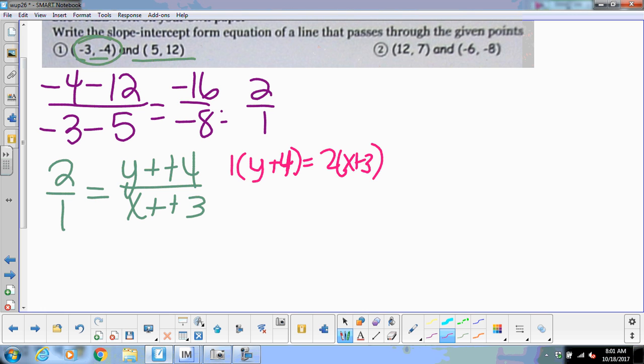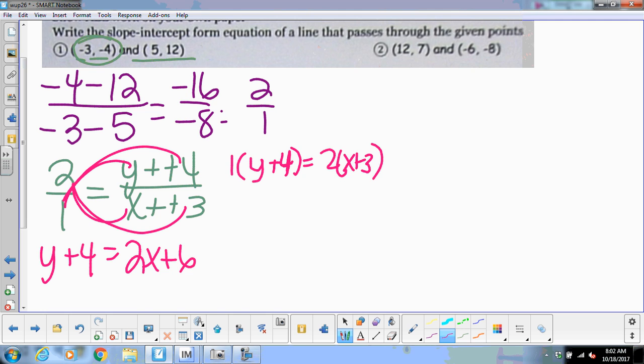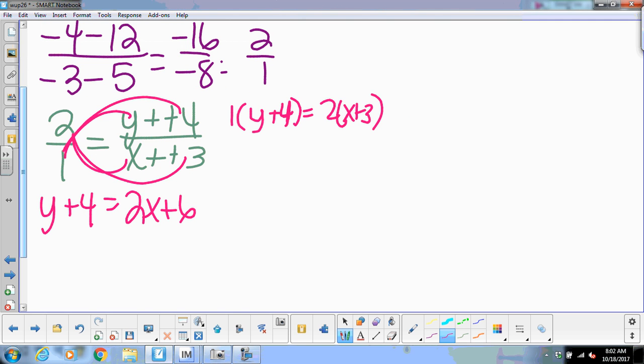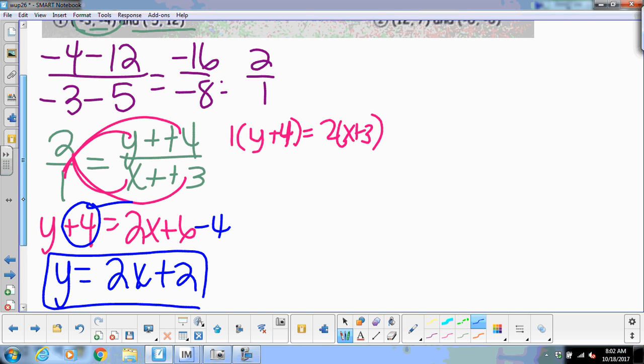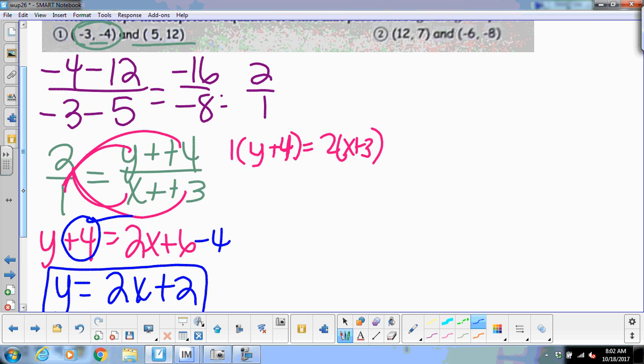All right, but if you want to distribute, it's just 1 times y, which is y, 1 times 4 is 4, and then 2 times x is 2x, and 2 times 3 is 6. And our ultimate goal is to get y by itself, so I'm going to move my 4. So my answer should be y equals 2x plus 2. Okay, same thing over here.